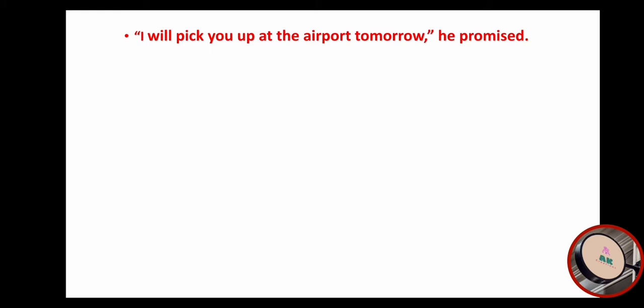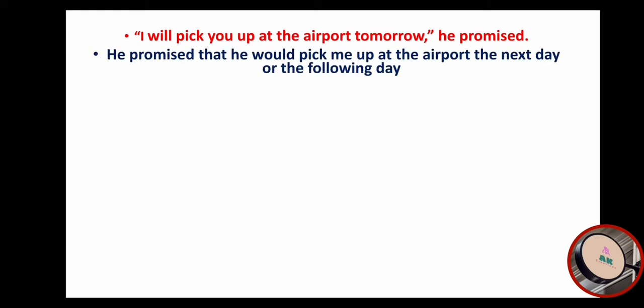Auxiliary verbs are important, and their formation and sentence formation are important. Okay, so here is the answer. He promised that he... Why did you use he? You will become he. Sorry, I will become he, will become would, pick. Obviously, pick me up at the airport the next day. Tomorrow will be the next day.